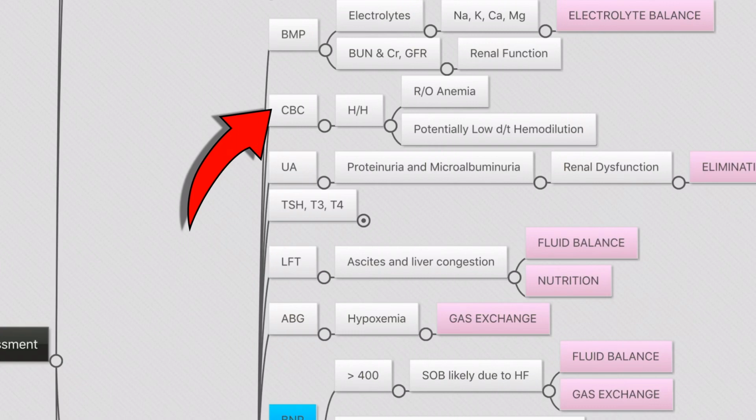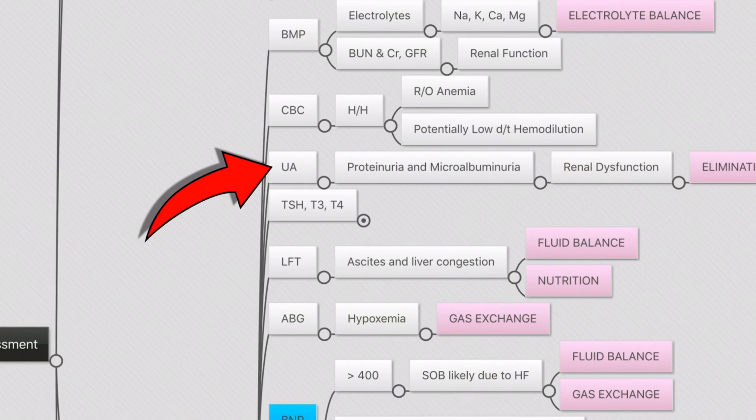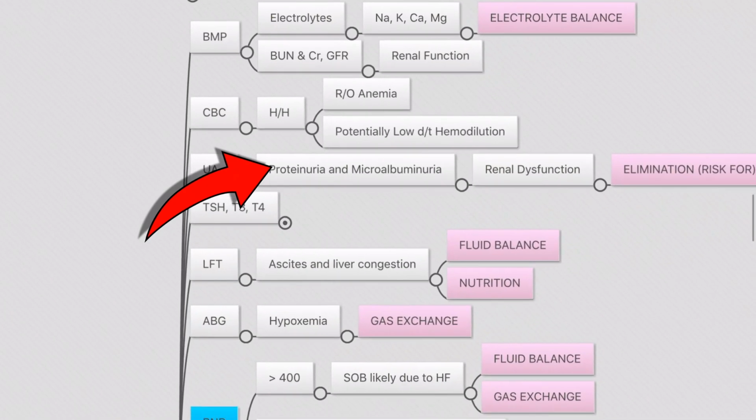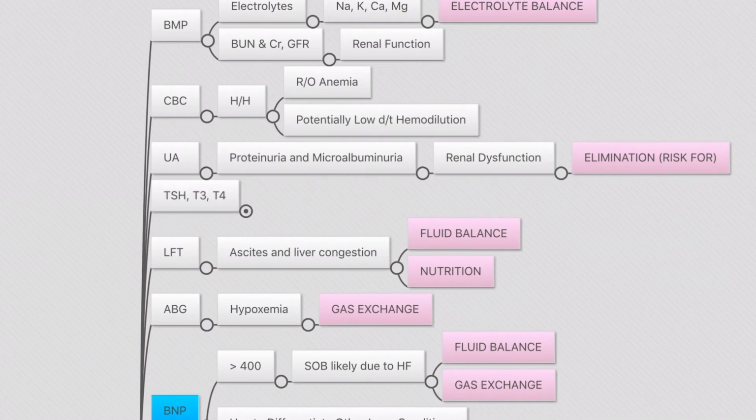And if the patient has low H and H, it could be potentially due to hemodilution because of too much fluid, so fluid volume excess. You can also measure urinalysis to look for proteinuria and microalbuminuria. That is usually because of renal dysfunction. Now remember, proteins are very large molecules and should not be present in the urine. And if that's the case, then it is usually because of a kidney issue. So we can think about the risk for elimination.